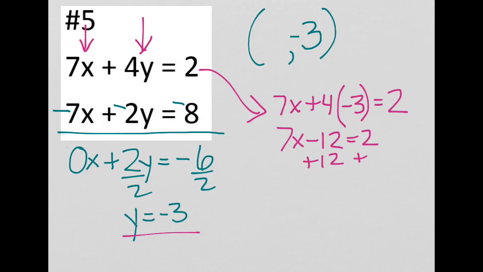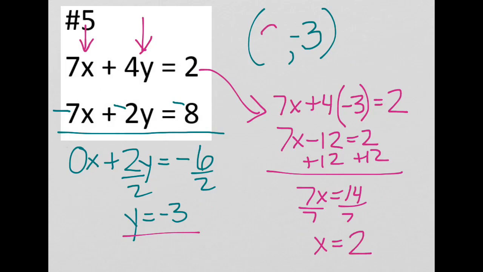Adding 12 to both sides tells me 7x equals 14. Divide both sides by 7, and look at that, x equals 2. X equals 2, y equals -3. That entire point with the x and the y is our solution.